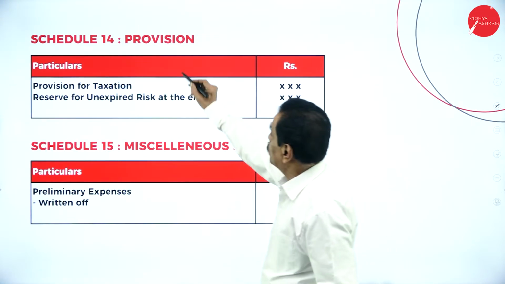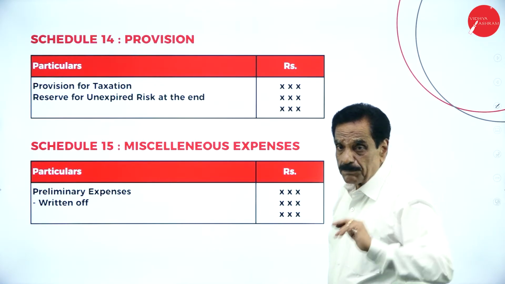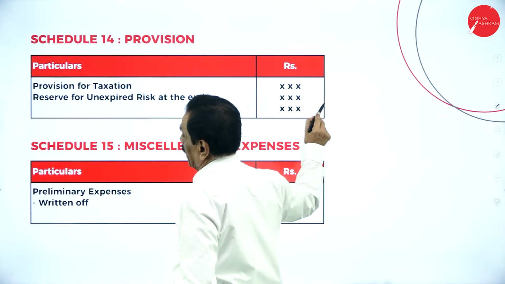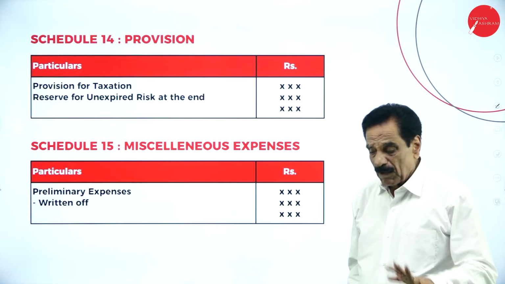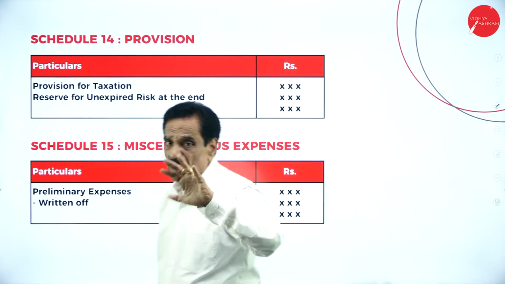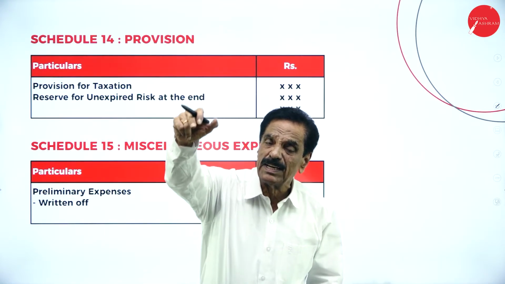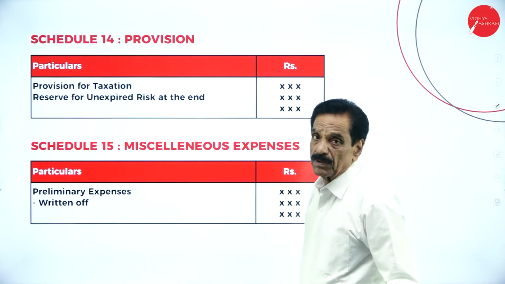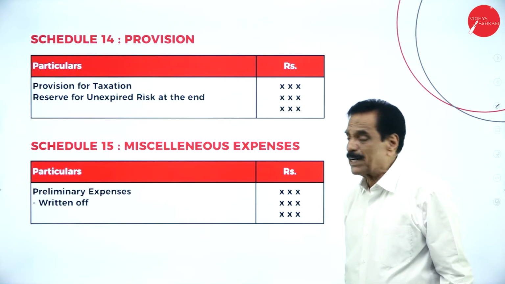Then schedule number 14, provision for taxation. If any income tax is paid, then provision for taxation minus income tax paid. Reserve for unexpired risk is at the end now. Whatever reserve we keep in the revenue account, we keep aside 50% in case of fire and accident, 100% in case of marine, that reserve will come here. So we keep the reserve for the next year as a reserve for unexpired risk.